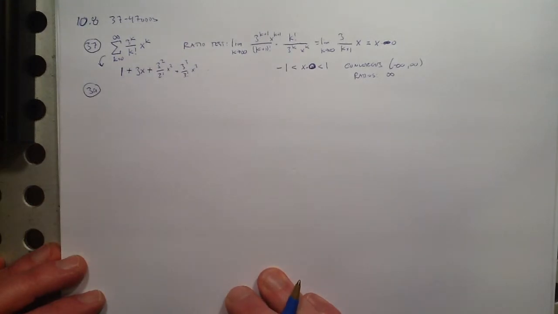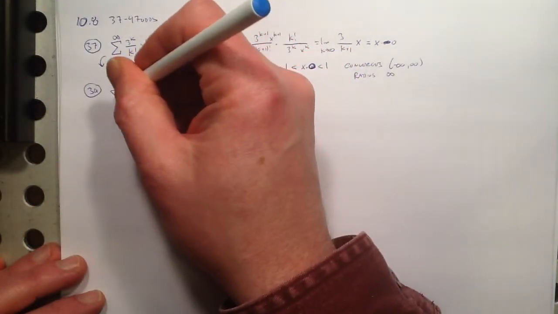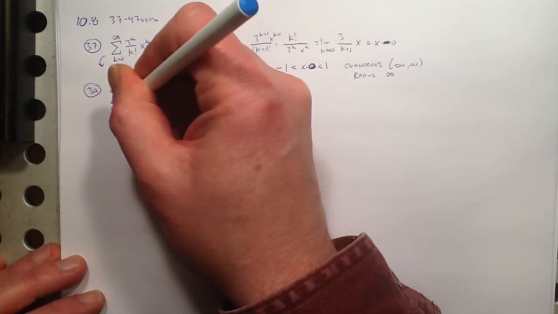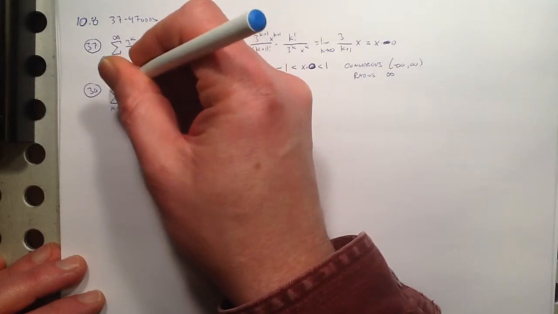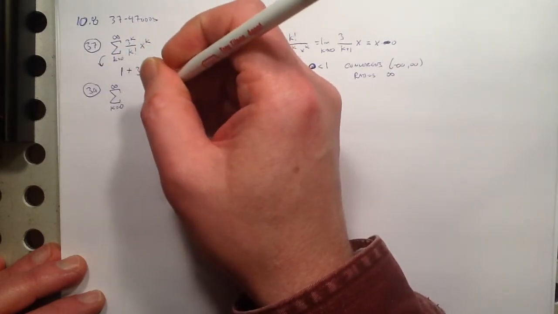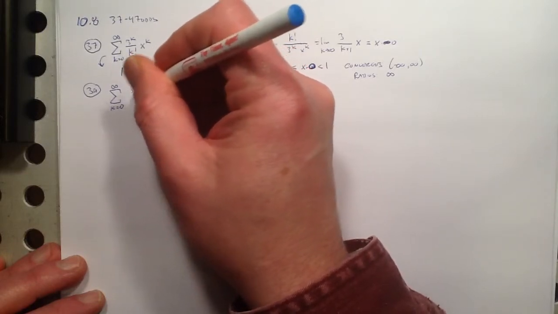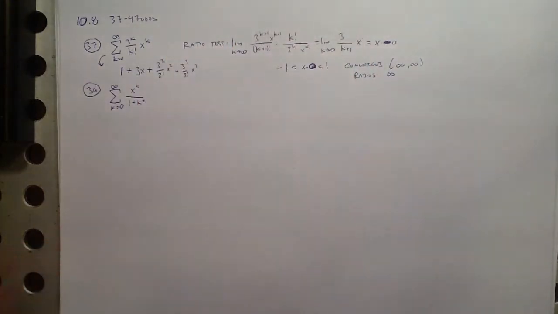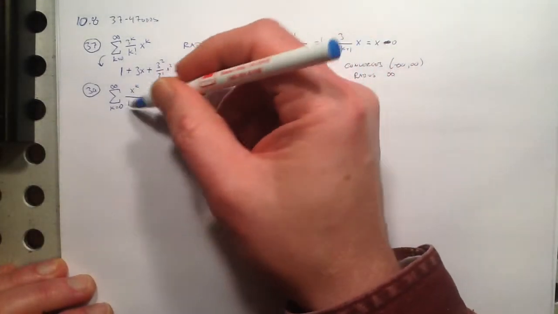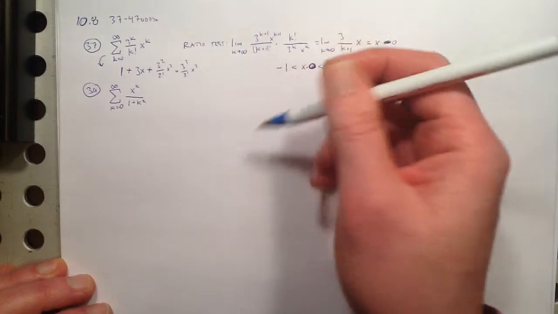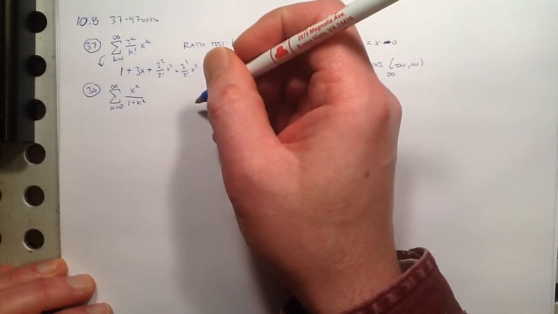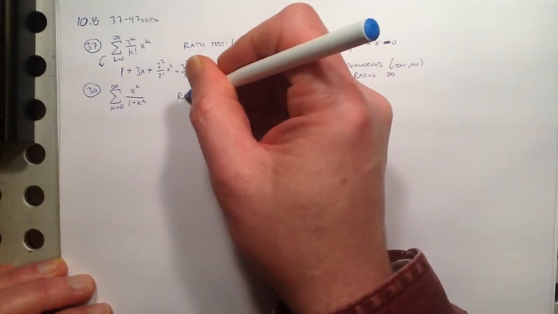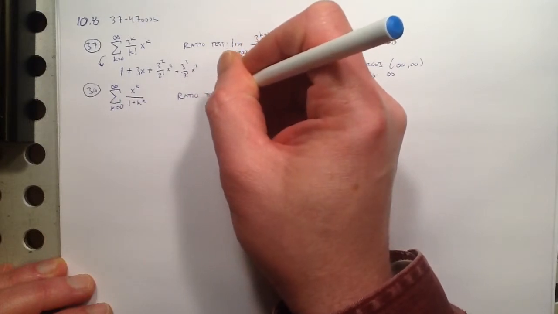For 39, I have the sum k equals 0 to infinity of x to the k over 1 plus k squared. Might think about what you know about that kind of series. Maybe thinking about limit comparison. What happens with that series when the x's are not there. Ratio test.